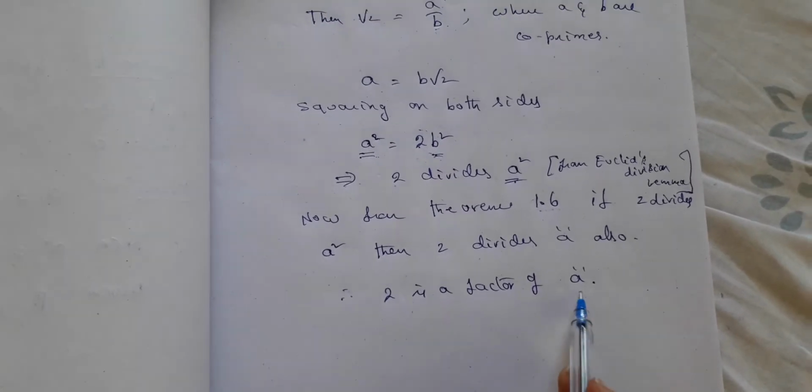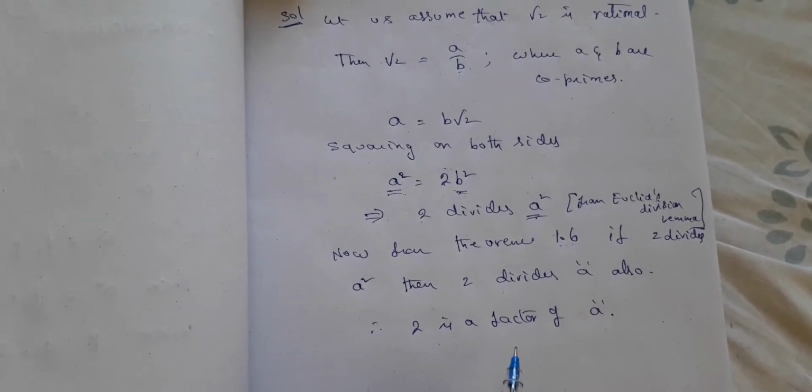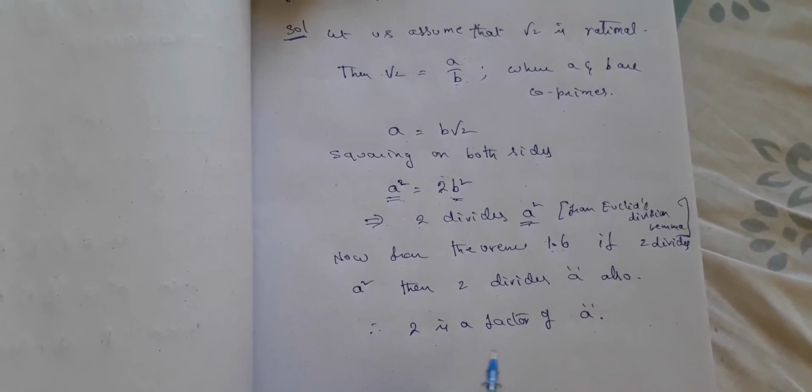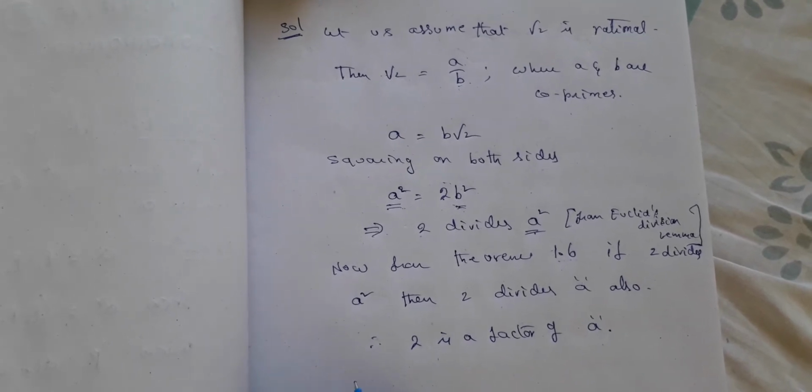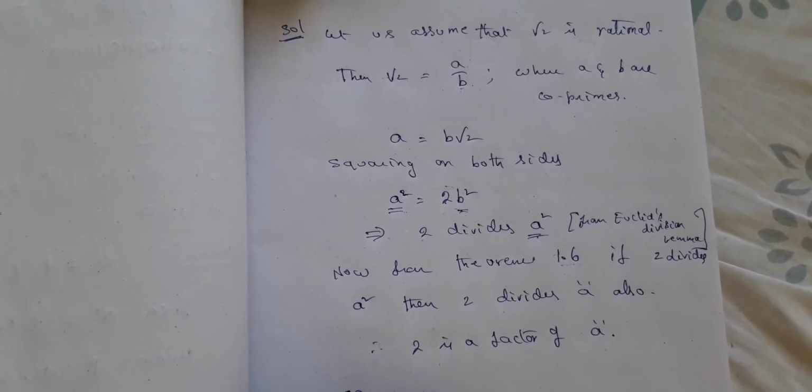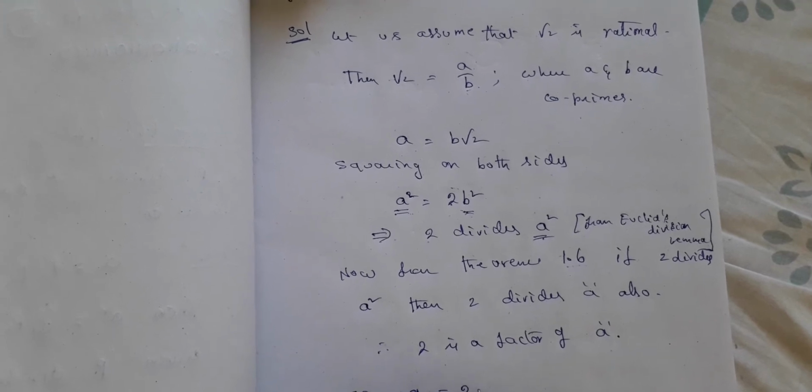So you can write this one. Right. So therefore 2 is a factor of A. Now since 2 is a factor of A, I can write in any manner, like so that A is equal to, right? So A is equal to 2C, for some integer C.